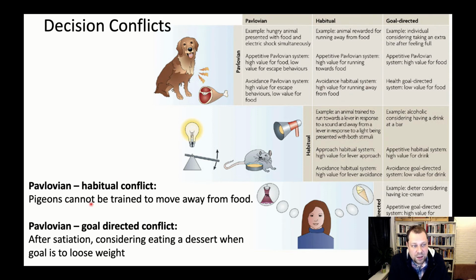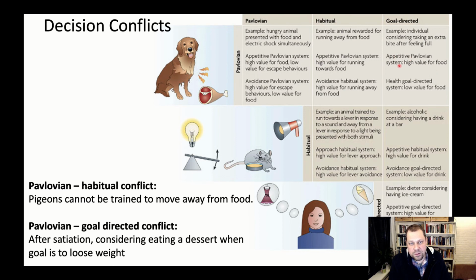In fact, you cannot do this with pigeons. They cannot be trained to move away from food, but you can do it with other animals. But it's relatively difficult because these two systems, the habitual system and the Pavlovian system, are in direct conflict there. Another one is to consider eating an extra bite or a dessert after being full.